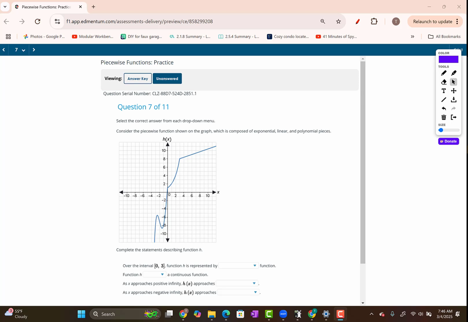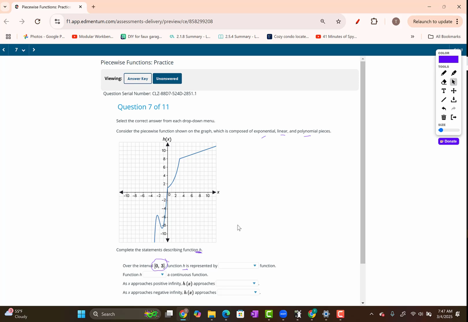Question 7. Select the correct answer from each drop-down menu. Consider the piecewise function shown on the graph below, which is composed of exponential, linear, and polynomial pieces. Complete the statements describing function h. The first question says, over the interval from 0 to 3, function h is represented by a blank function.